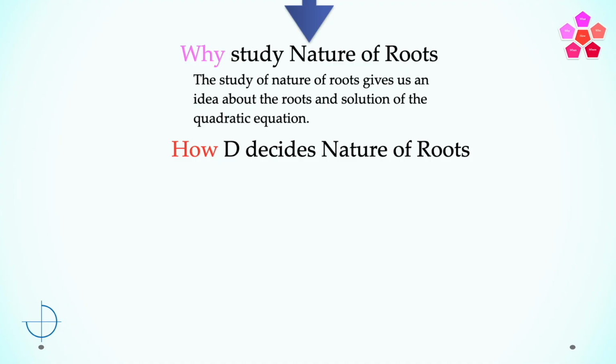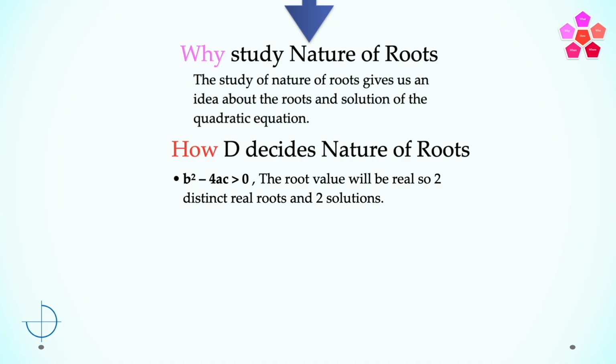If b squared minus 4ac is greater than 0, the root values will be real. So, two distinct real roots and two solutions will be possible. Let's take an example. x squared minus 5x plus 6 is equal to 0. So b squared minus 4ac is equal to 1. Roots are 2 and 3.